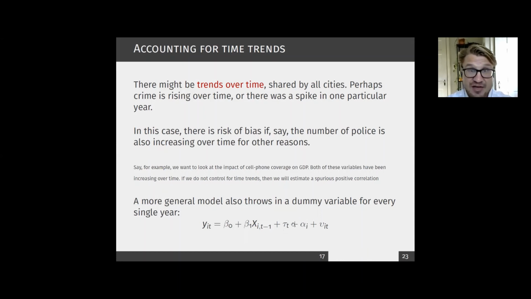But now we have this other component of the error term called tau, and tau only varies over time, and it does not vary across cities. And this is basically the average crime rate every single year across all of the cities, right? So now you're averaging across cities to get the average for every single year, where alpha i is averaging across time to get the average for every single city.